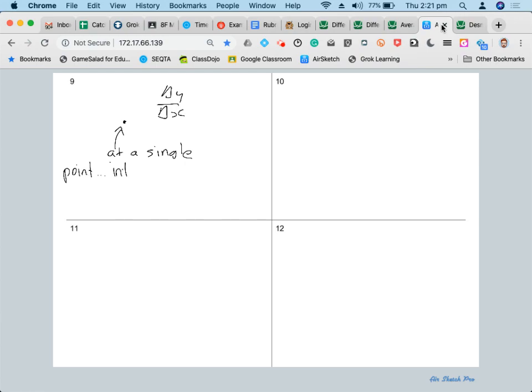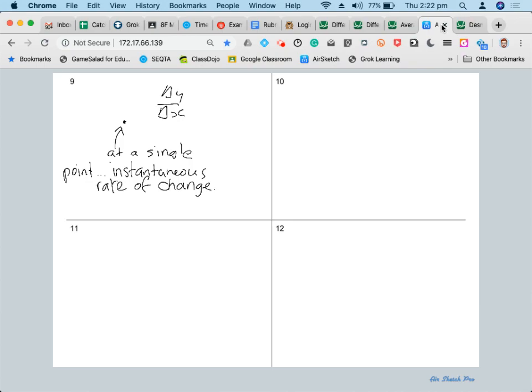Okay, so at a single point, we have instantaneous rate of change, as in at that instant. That's what it means. I've got to learn how to spell. Rate of change. Okay, at a single point, I have an instantaneous rate of change.